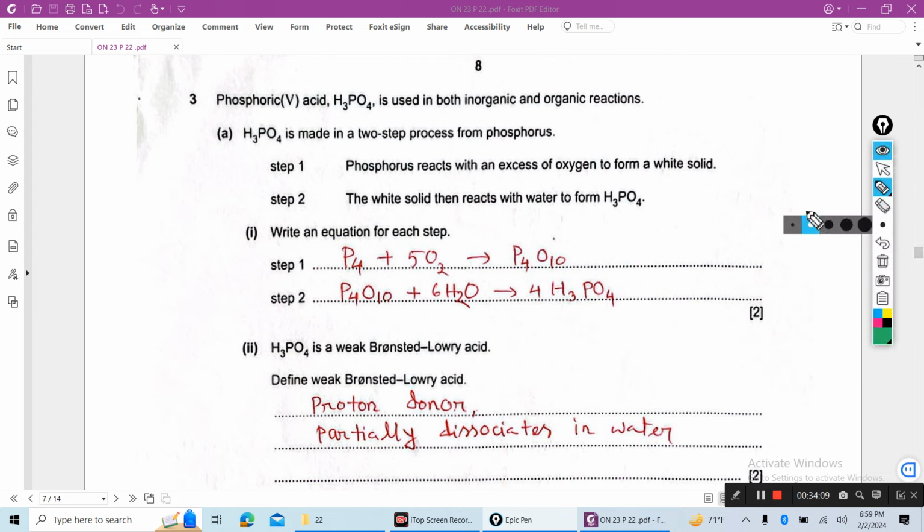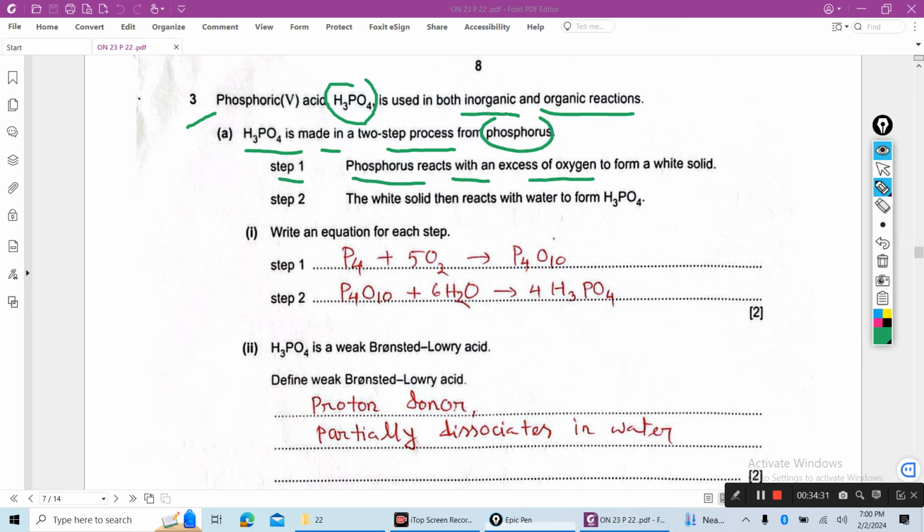Okay, now next. Number 3. Phosphoric acid is used in both inorganic and organic reactions. Phosphoric acid is made in a two-step process from phosphorus. Step 1. Phosphorus reacts with excess oxygen to form a white solid. Step 2. The white solid then reacts with water to form phosphoric acid.